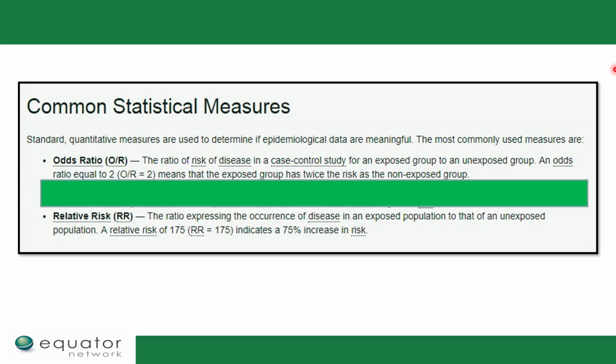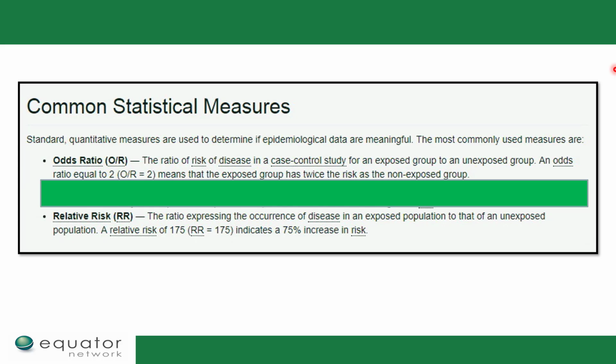In the cohort study, it will be the relative risk. What is the relative risk? From its name, relative means a ratio. So it's a ratio expressing the occurrence of disease in an exposed population to that of an unexposed population. So a relative risk of 1.75 indicates a 75% increase in risk with the exposure.